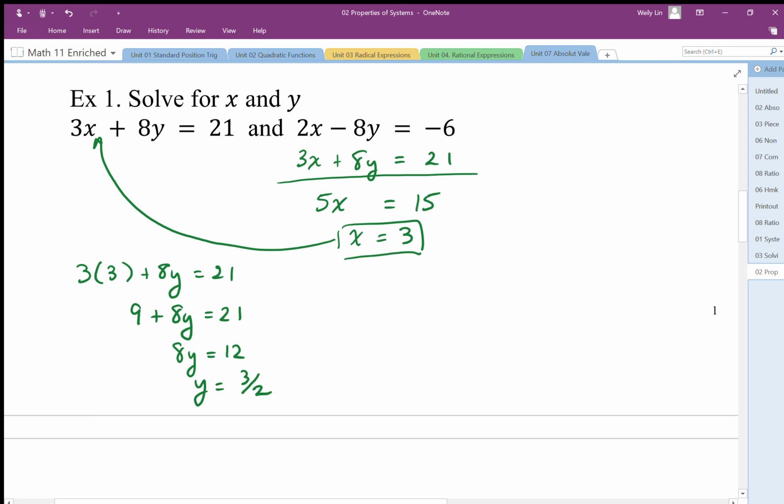So there I've solved my system. And I did this by combining these equations to be able to eliminate one of my variables.